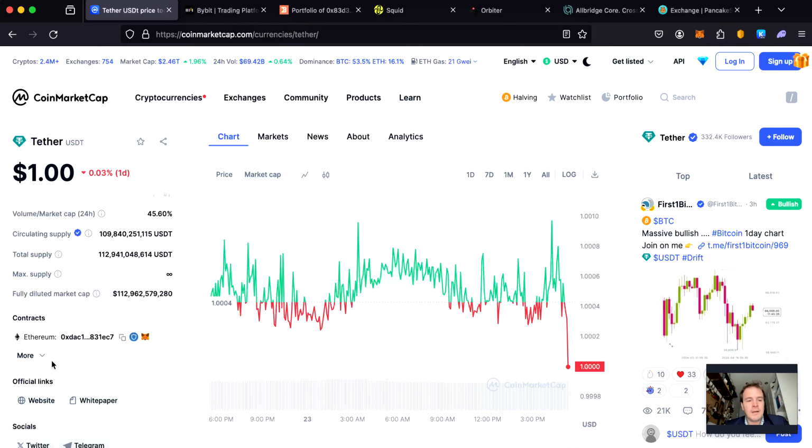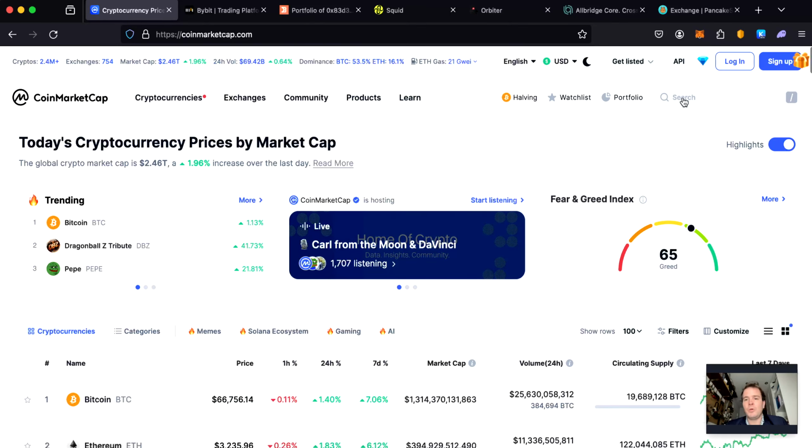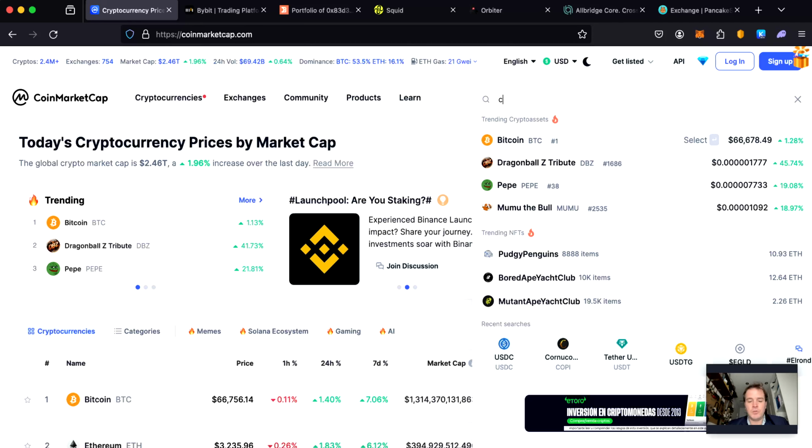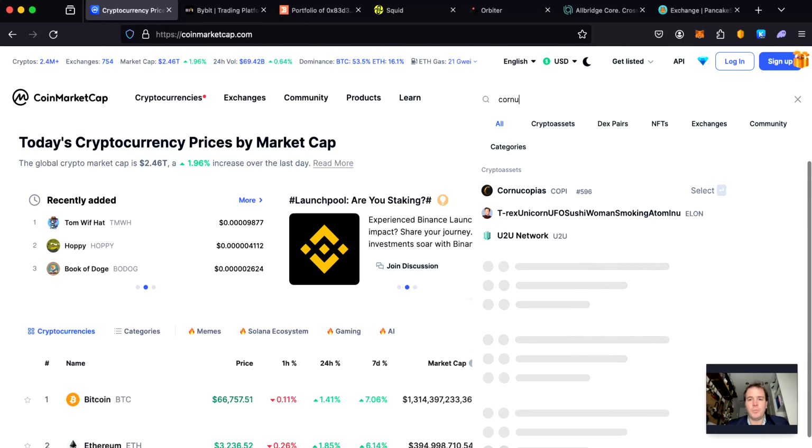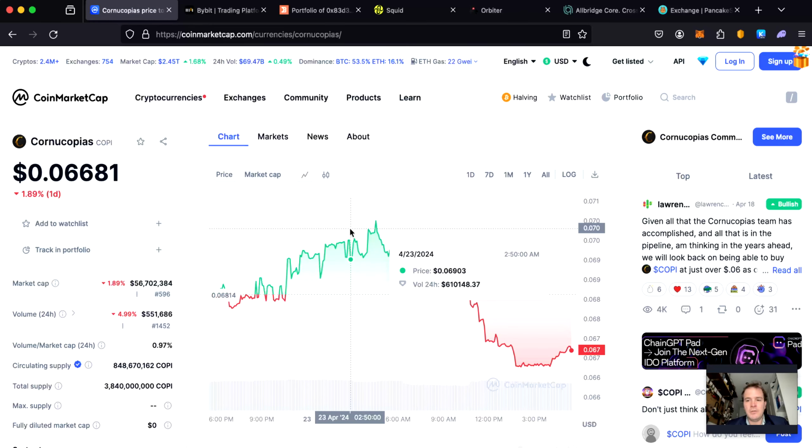So, what we're going to be looking at here is the fact, as we've had a look at, that USDT is deployed on a variety of chains. The same is applicable to USDC. So USDT, USDC are applied on a variety of chains. But there are coins that are only deployed on a limited number of chains. So the one we're going to take a look at today is Cornucopias. Okay, it's a game built on Cardano.